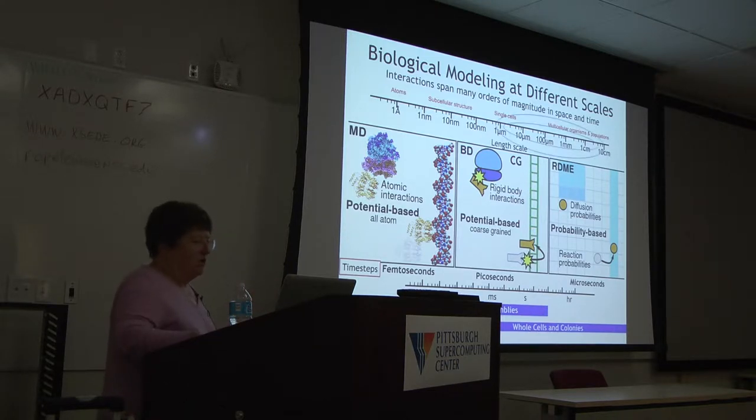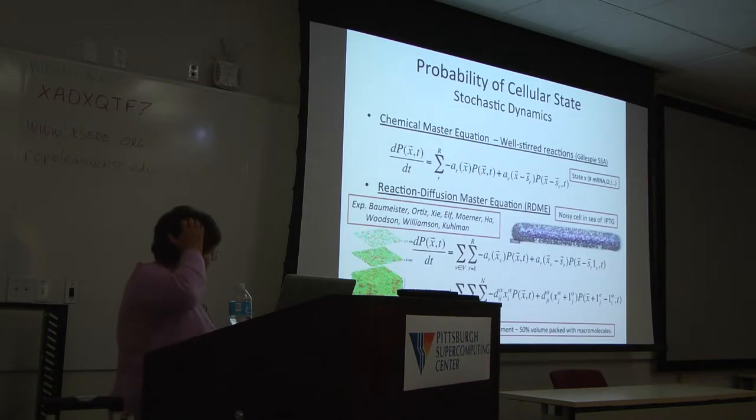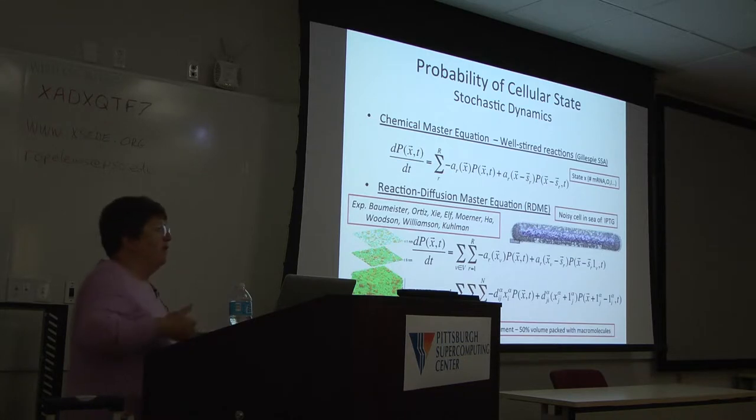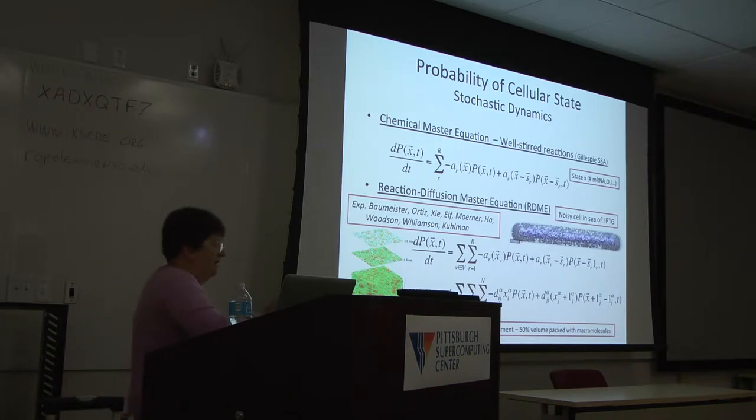All right. So what is the reaction diffusion master equation? As I said, we're interested in working problems in that range. So we talk about the probability of the cell to be in a particular state. And the state we defined by the number, say, of messengers, of operators, of inducers, of proteins, whatever you have in your description of the system.